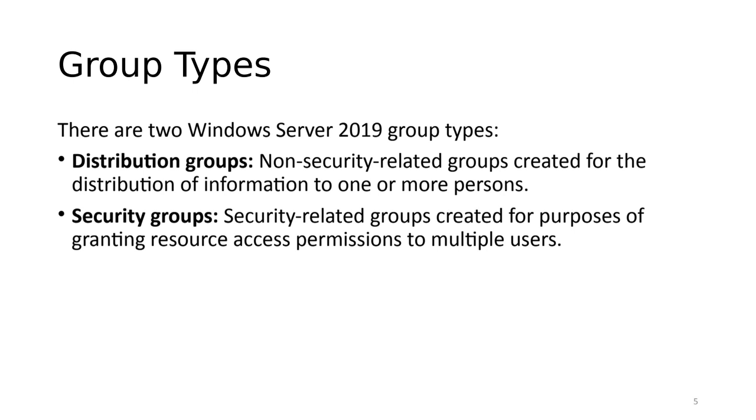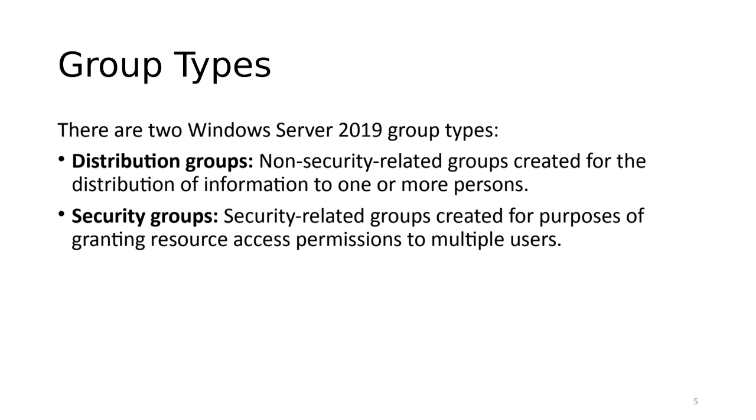There are two Windows Server 2019 groups. Distribution groups, these are non-security related. They are used for distribution of information to one or more persons. And then we have security groups. They are security related groups created for purposes of granting resource access permissions to multiple users.